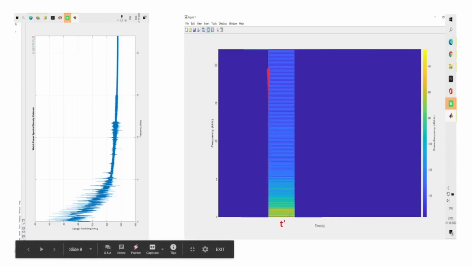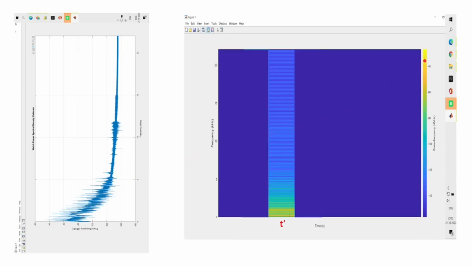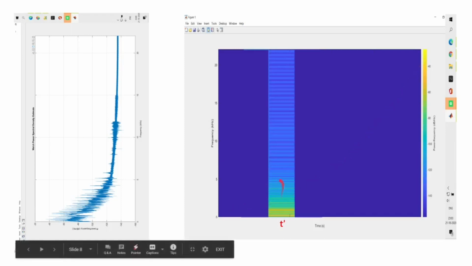The coloring is done with the help of this scale. This can be understood by an example. Suppose at this point the power is, say, minus 35 decibels. Minus 35 decibels means it will be here. So in this graph we will have a yellow color at this location.